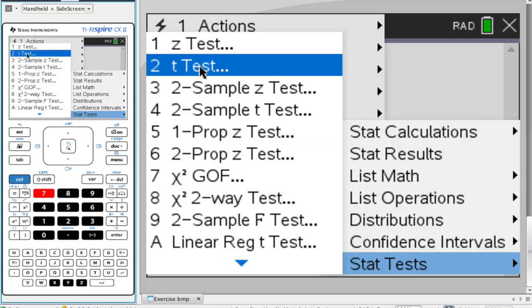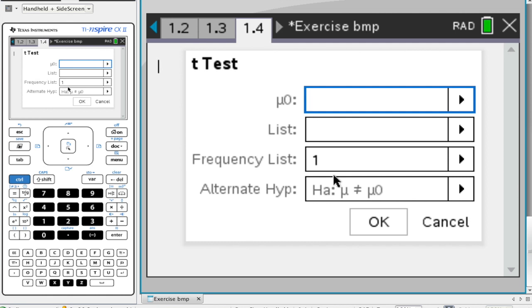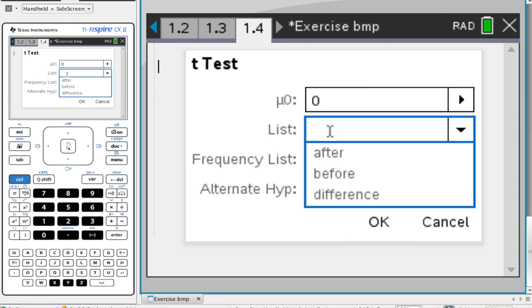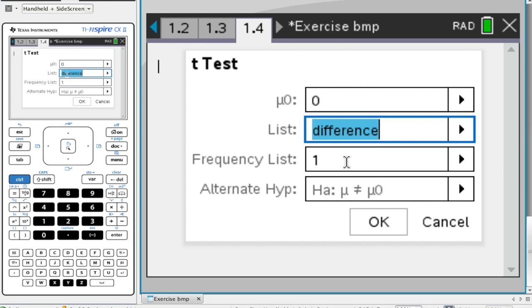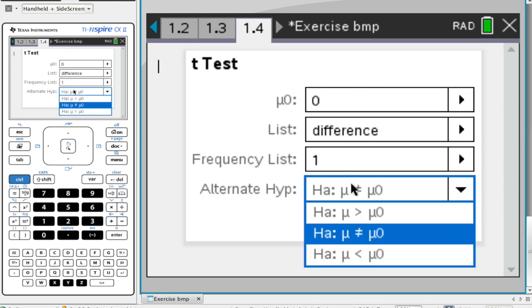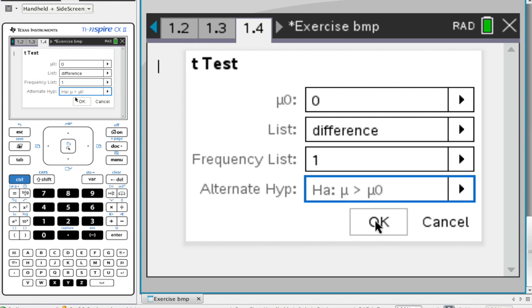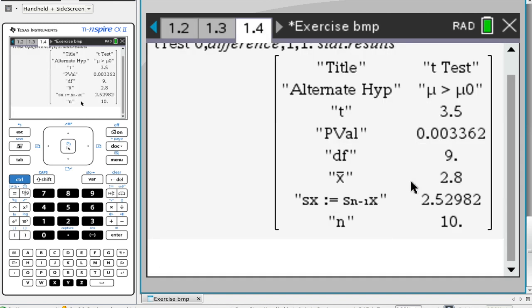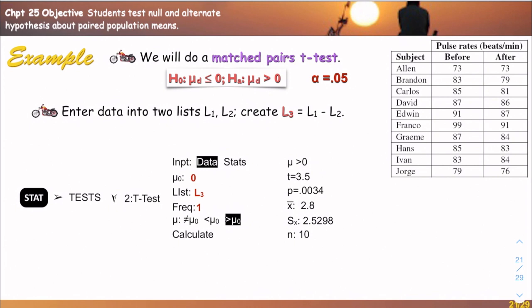We're going to run a t-test. So I'm going to hit Menu, Statistics, Tests, and I'm going to do a t-test. Our hypothesized mean is 0. We're going to use the difference list, frequency 1, and we're testing to see if the difference is greater than 0 for our alternative hypothesis. When we hit calculate, we get a t-value of 3.5, a p-value of 0.0034, with our average being 2.8, our sample standard deviation of 2.52, and a sample size of 10 pairs.